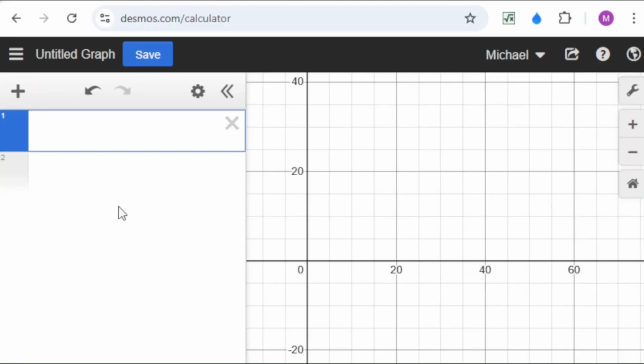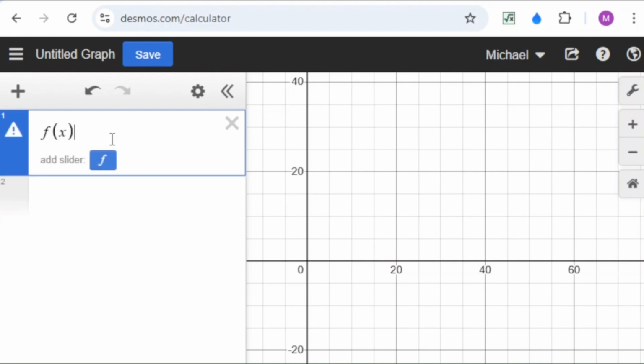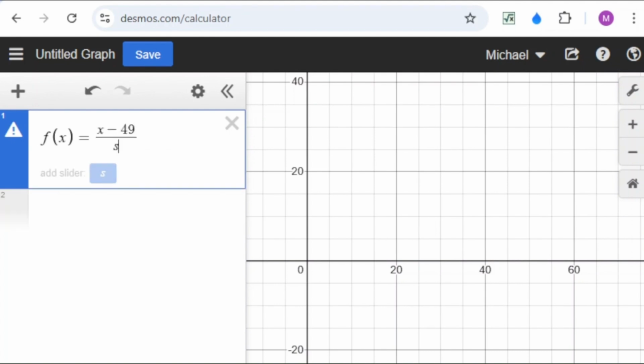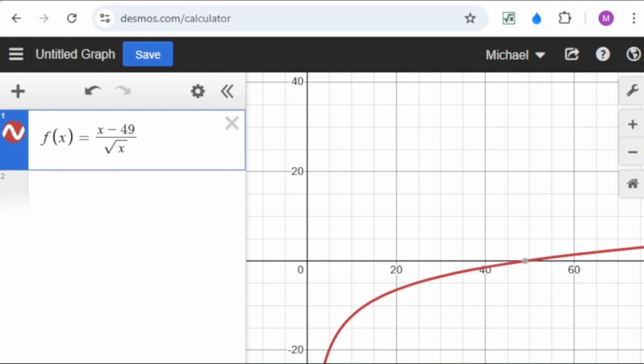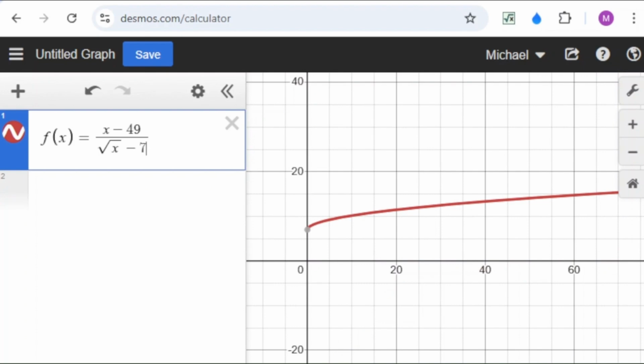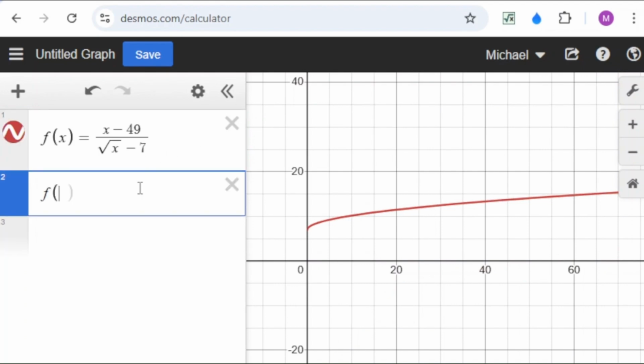Let's go back to Desmos here again, and let's type in our formula for our function. So f of x equals, and we'll put our division symbol, and we're going to put x minus 49 in the numerator, and the square root of x, so you type just sqrt, and it gives you a square root symbol, square root of x, and then minus 7. And so what we're going to ask is, first of all, what is f of 49? Well, f of 49, notice, is undefined.